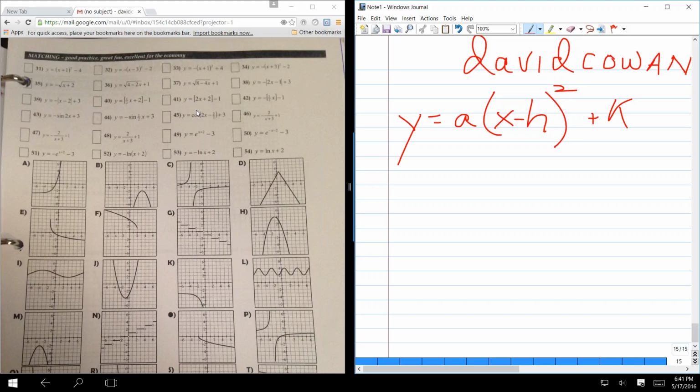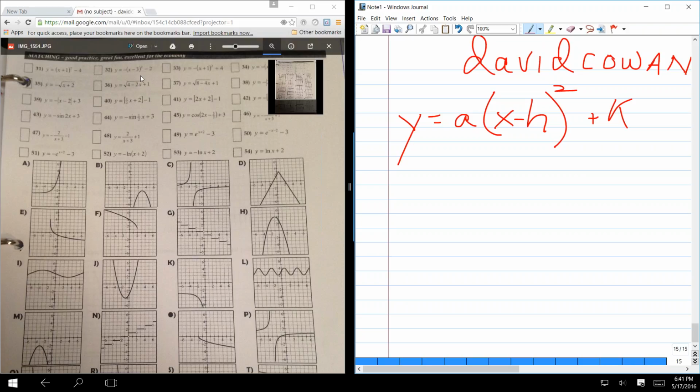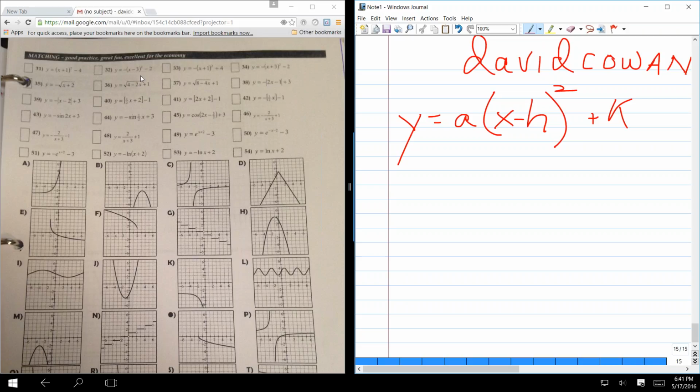Up or down? It opens down, because of the negative sign. Right. So which graph are we looking at that has a vertex at 3, -2 and opens down? Would it be B? Uh-huh. Okay, we can go through these pretty quick. What's the vertex on 33?